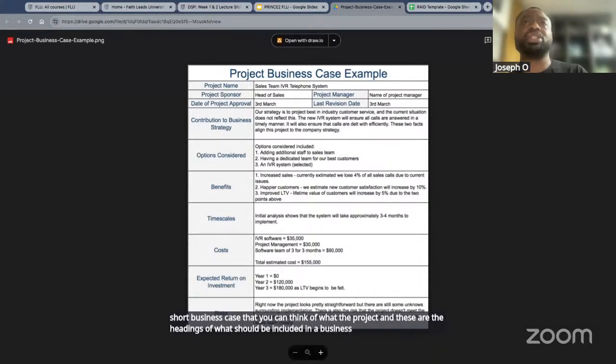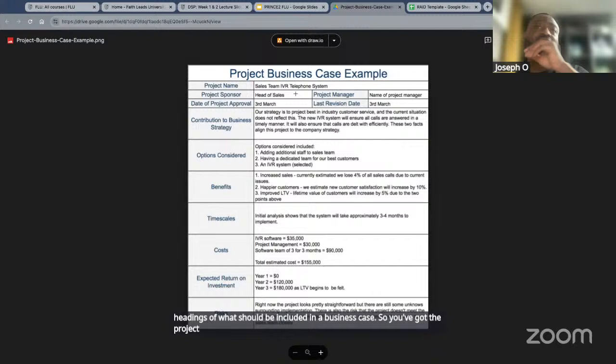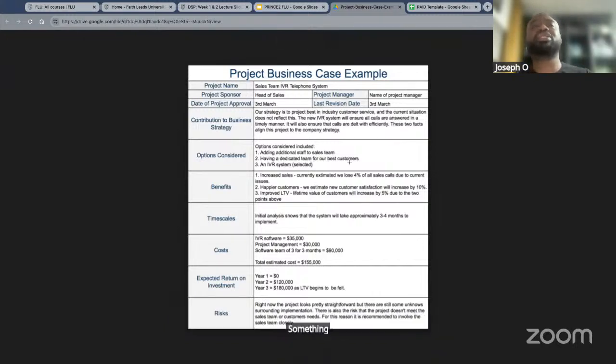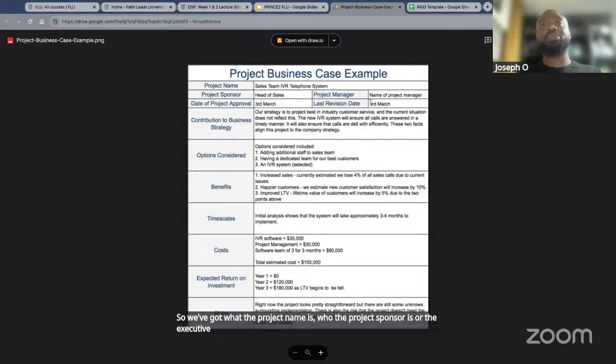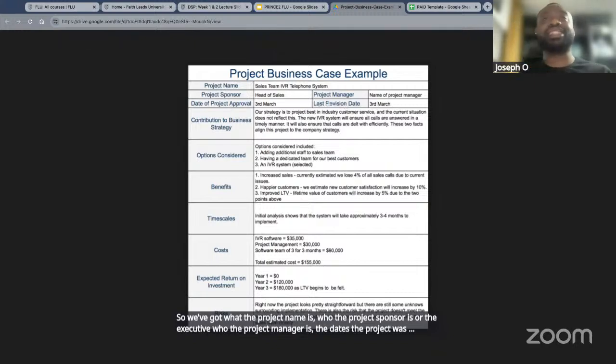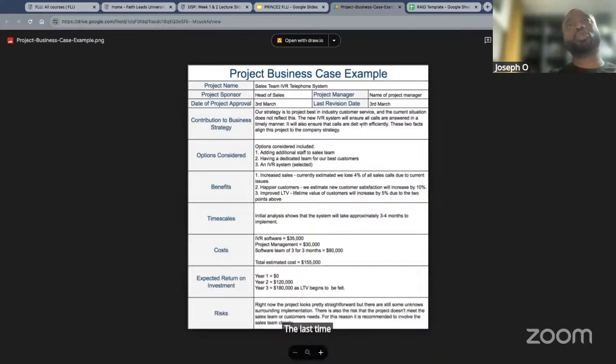So you've got the project business case template example. This is one that's been completed. Something as simple as this would form a business case. It mustn't be reels and reels of pages. So we've got what the project name is, who the project sponsor or the executive is, who the project manager is, the date the project was approved, and the last time the business case was reviewed.